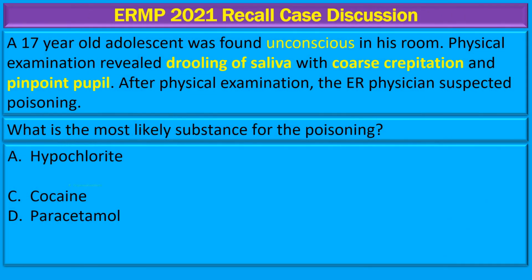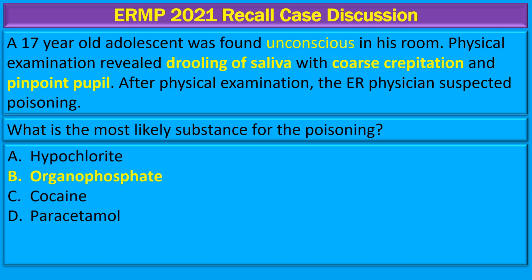Let's get back to our case. In the case of the 17-year-old adolescent found unconscious, the physical examination findings of drooling of saliva, coarse crepitations in the lungs, and pinpoint pupils are highly suggestive of organophosphate poisoning. Therefore, based on the symptoms presented, option B, organophosphate, is the most likely cause of poisoning in this scenario.